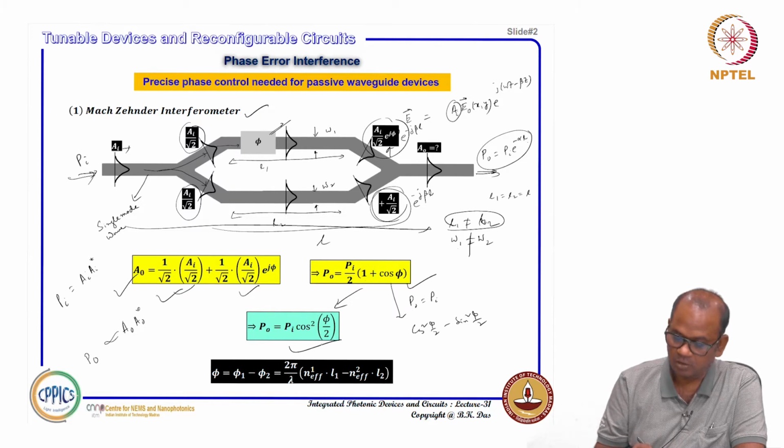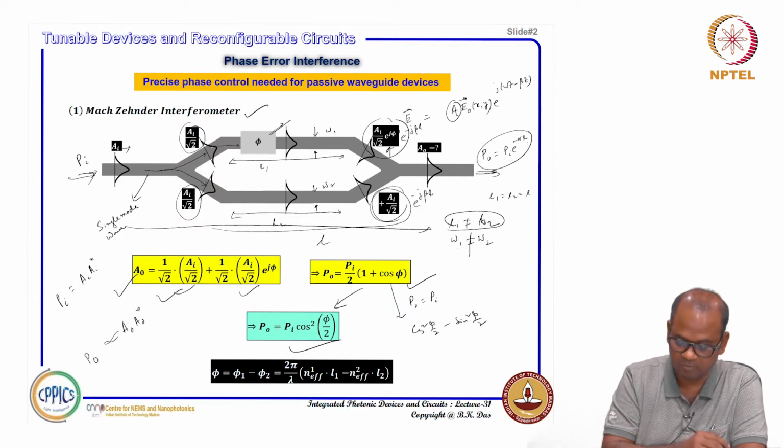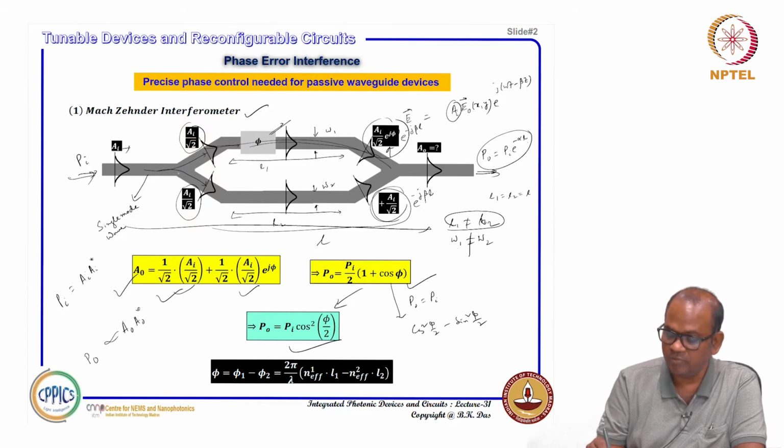Now, we are talking about phi, this phi. Where can it come from? We can consider phi as the total phase in the upper arm. Suppose the effective index in the upper arm we consider as n effective 1, and in the lower arm n effective 2. This 2 is not a square, it is just for waveguide 2, that means the lower arm. The upper arm length is L1, the lower arm length is L2.